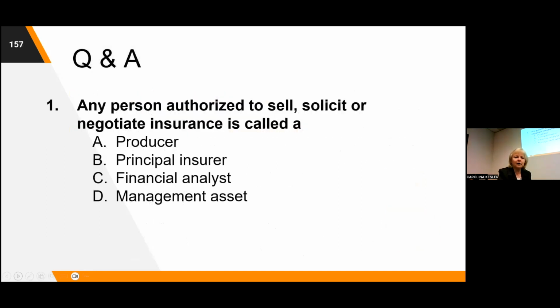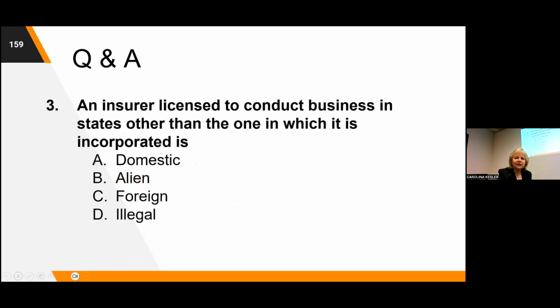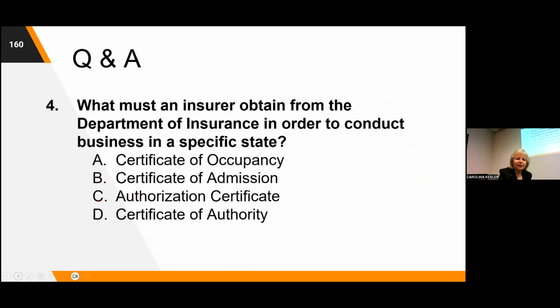Okay, here's our last quiz, I think. Any person authorized to sell, solicit, or negotiate insurance is called a what? Yes. And a producer represents the insurer. Yes. An insurer licensed to conduct business in states other than the one in which it is incorporated is called foreign. Yes. Get you guys. What must an insurer obtain from the department to do business in a specific state? Authority. Yep.